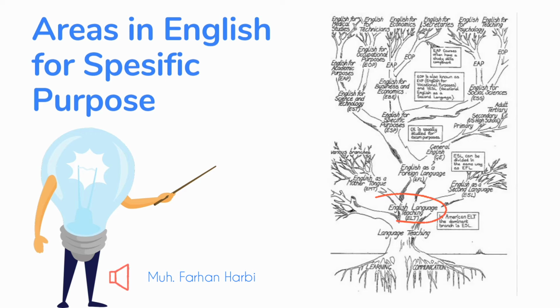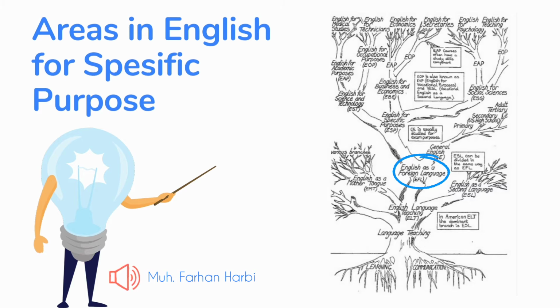English language teaching has two branches. There are English as a mother tongue and English as a second language. English as a mother tongue means that English is the first language of a person. And English as a second language or ESL means that some person has English as their second language after their mother tongue. Growing up from ELT is English as a foreign language or EFL.